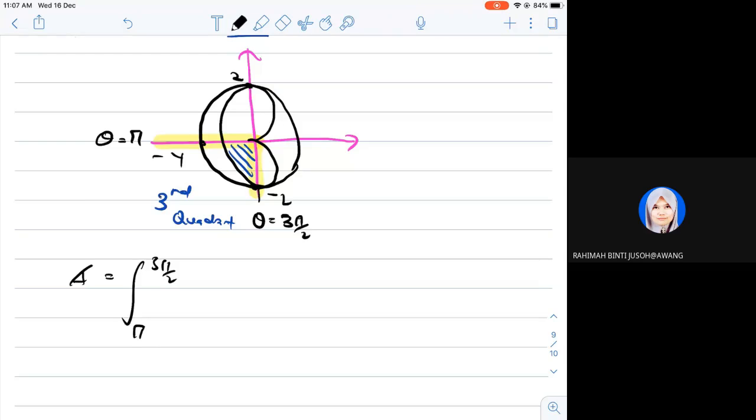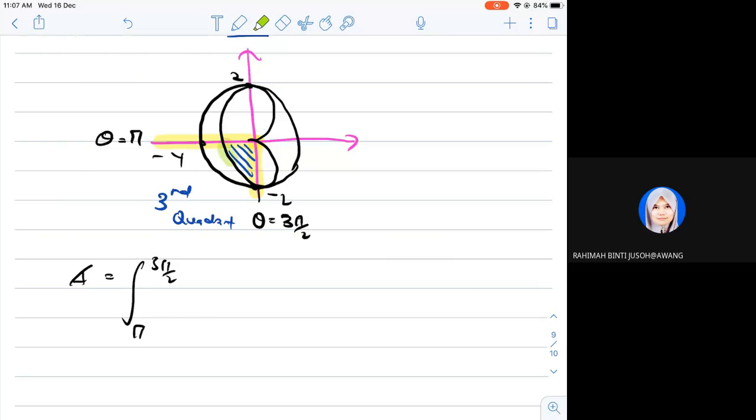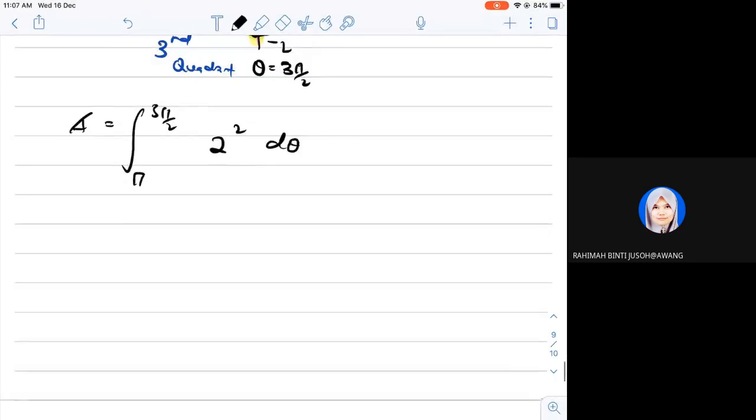Okay, what's the R that we consider now? Which R? R yang mana ni kita kena consider? Cardioid or circle? Circle, yes. Okay, circle, because this line, I use the green color, this line belongs to the circle. So we just consider only circle saja. So 2 squared d theta. Okay, so now you can integrate this happily. So pi to 3 pi over 2, 4 d theta.